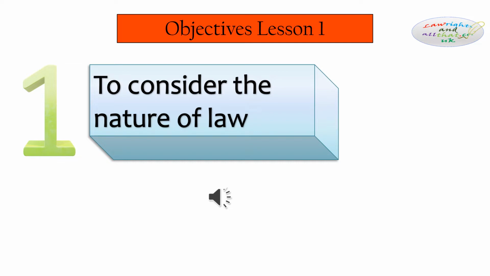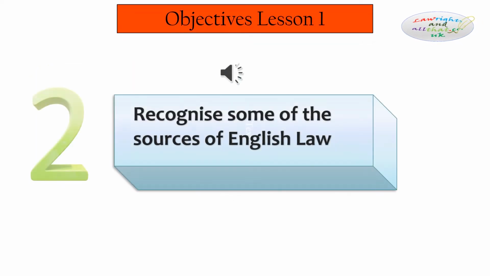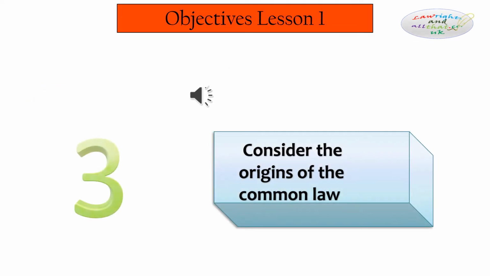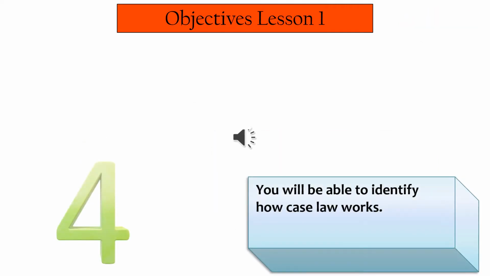The first objective of the lesson is to consider the nature of law. The second objective of the lesson is to recognize some of the sources of English law. The third objective is to consider the origins of the common law. And the fourth objective is you will be able to identify how case law works. We will be talking about things like the rule of precedence.